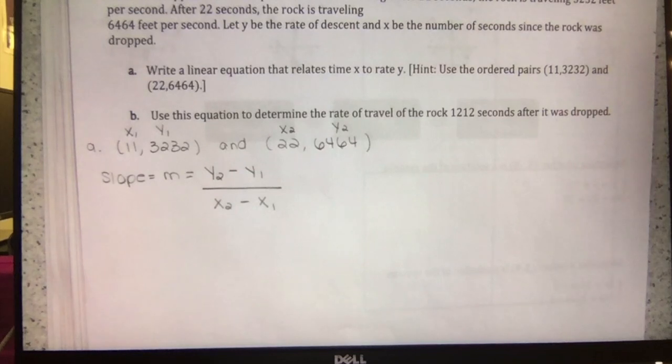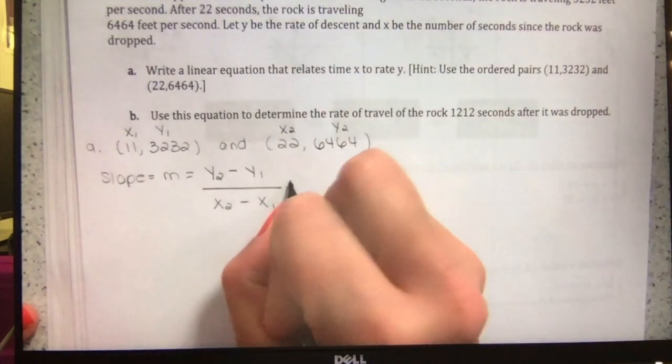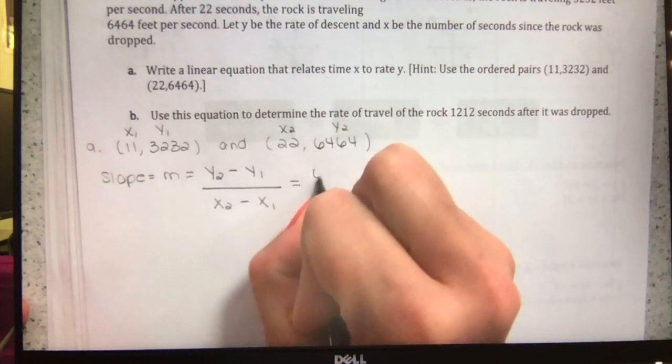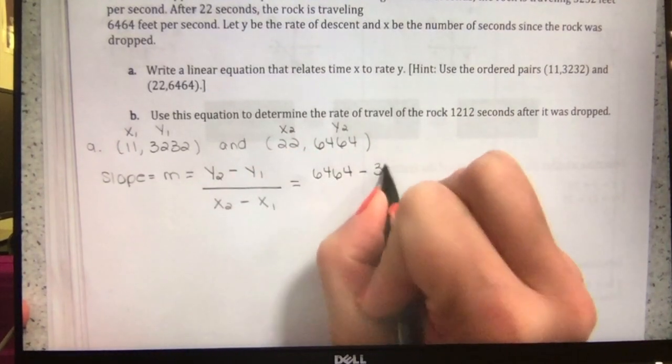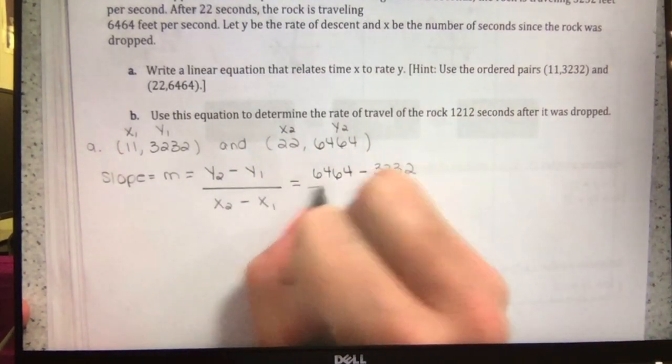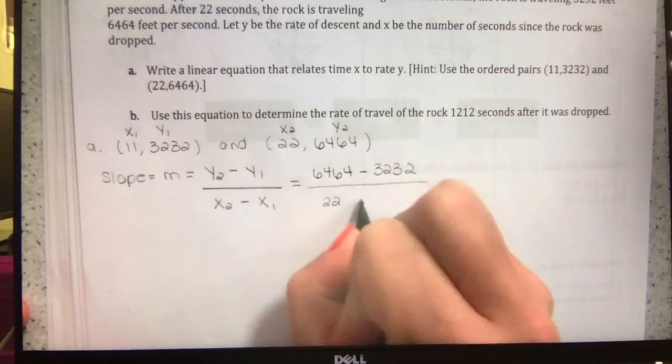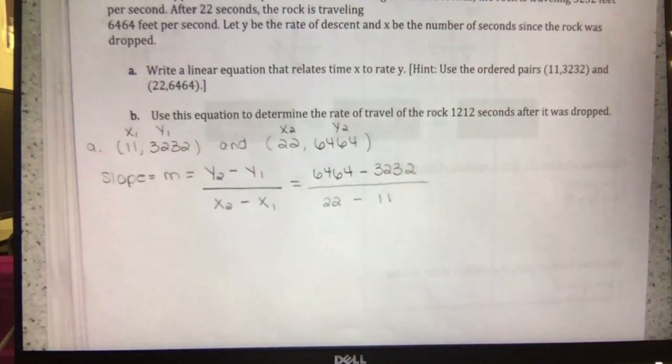So whenever it says when it relates, a ratio is a rate, which is a proportion, which is a fraction. We're relating x and y, so putting x's and y's into a fraction, that's our slope. Our average rate of change is our slope. So exactly like we've been doing. So plugging this in, y2 we labeled as 64, minus y1 we labeled as 32, all over x2 is 22, minus x1, which is 11.